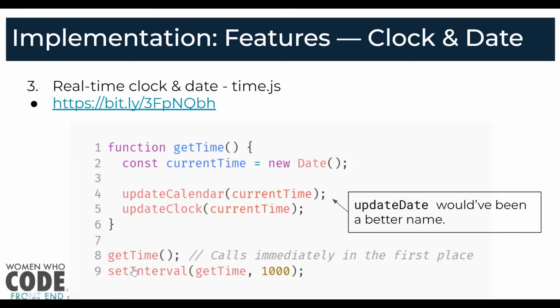But first, before I do that, I want to call getTime immediately, because setInterval first waits for 1 second to execute getTime. So I call getTime immediately and then I set the interval. Here I'm using current time as a new Date object in JavaScript, and I update the calendar and clock in the home screen. But I think updateDate would have been a better name because it's not really a calendar.